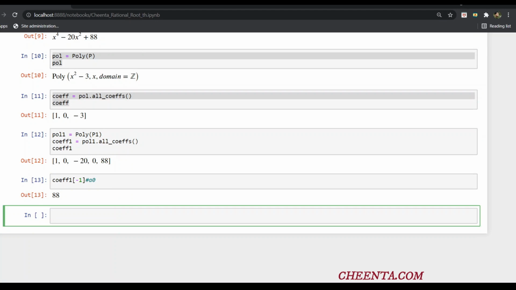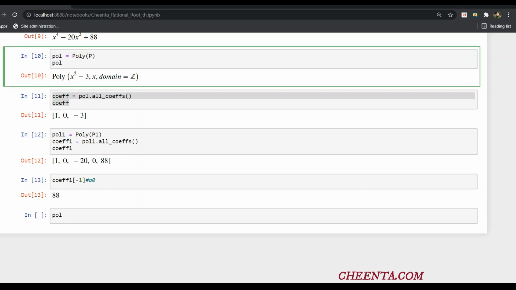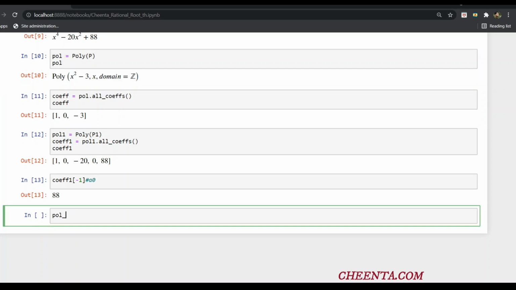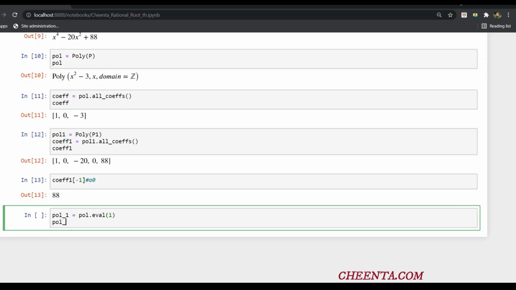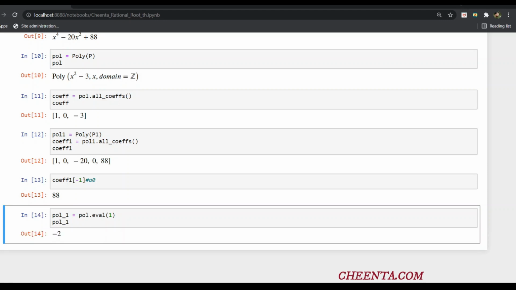Then if you want to find the value of the polynomial at a particular point, you have to again use a function which is called eval. So suppose I want to find the value of the first polynomial, that is this particular one, at, suppose, 1. Let's suppose I want to find the value at 1. So what can I do? I can write the pol dot eval 1. Okay, and you will see it gives me the value of that particular equation at 1.